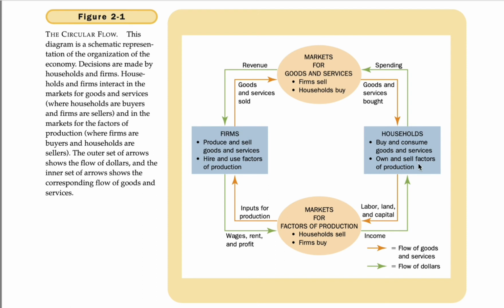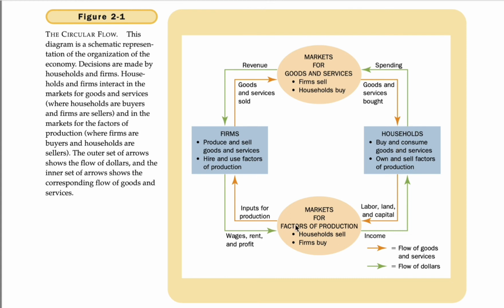Households sell factors of production in the form of land, labor and capital in the markets for factors of production, right? Which is called the inputs for production being used by the firms. Now, after processing these inputs, these firms convert these inputs into output, which are also called goods and services. So you can see the orange arrow goes there in the markets for goods and services, and firms sell all these goods and services which households buy. These goods and services are being used by the household.